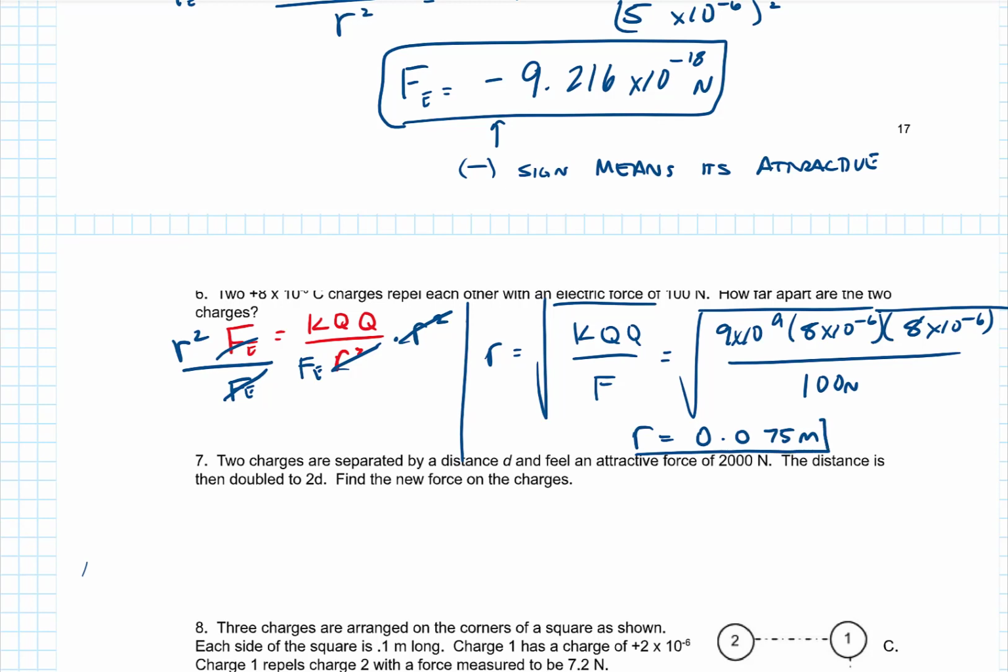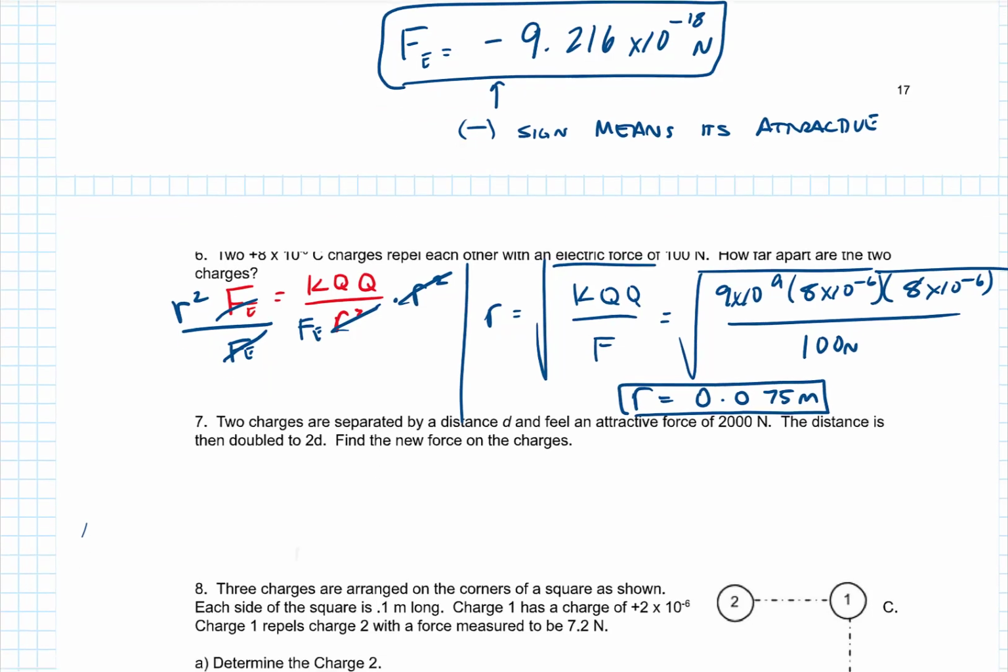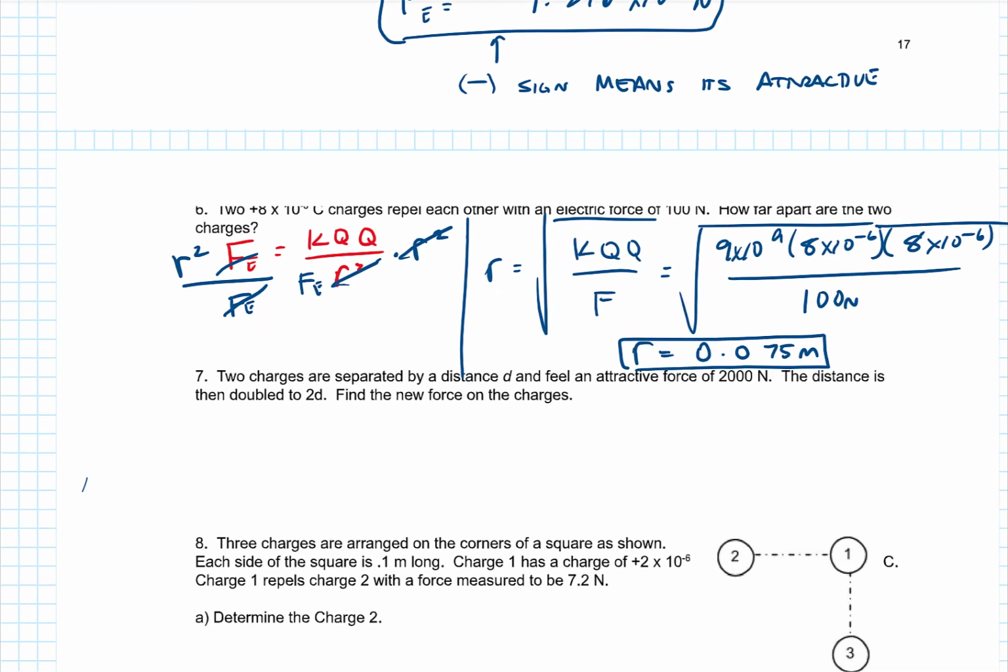Just wanted to see how to put that into the calculator. All right, number 7, another calculation, but this time there's not a lot of numbers. Oh, maybe we do. Two charges are separated by a distance d and feel an attractive force of 2,000 newtons. The distance is doubled to 2d. Find the new force.